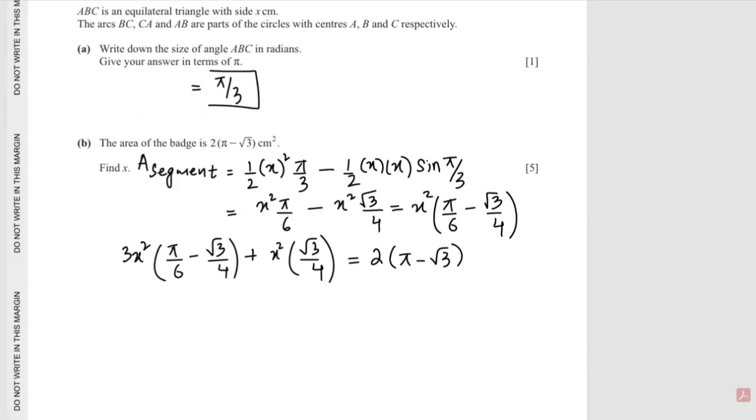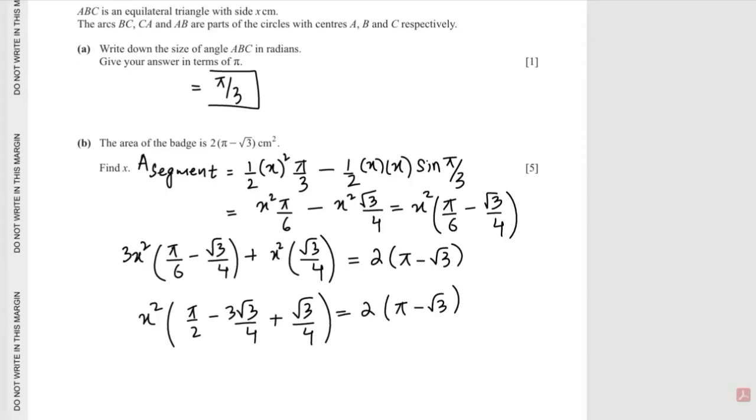So let's see. If you factor out the x squared, this will be pi over 2 minus 3 root 3 over 4 plus root 3 over 4, and equals 2 times (pi minus root 3). So I can further simplify this as pi over 2 minus 2 root 3 over 4, so that will be root 3 over 2, equals 2 times (pi minus root 3).